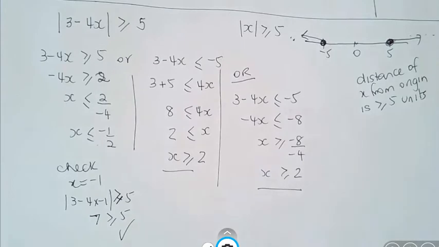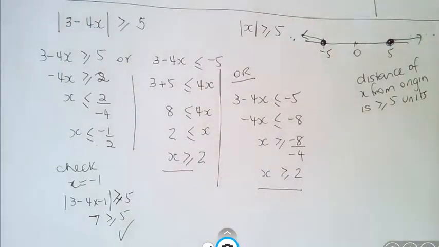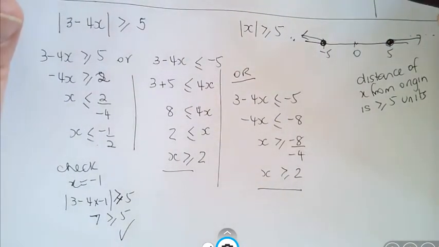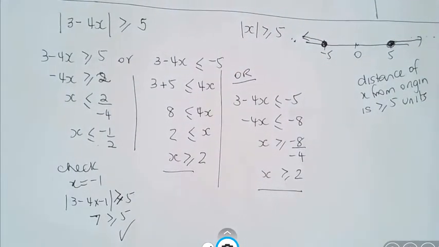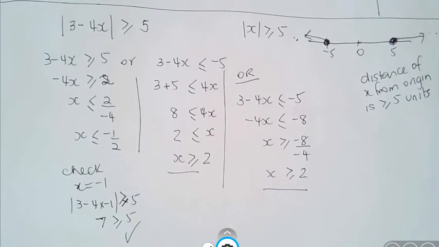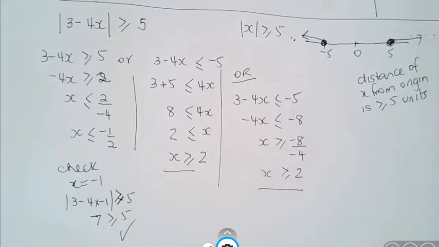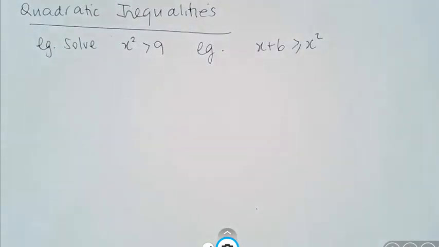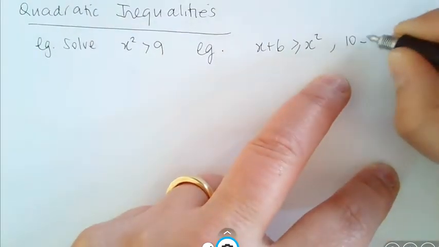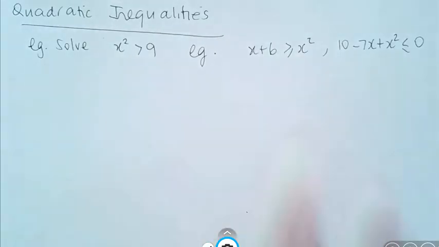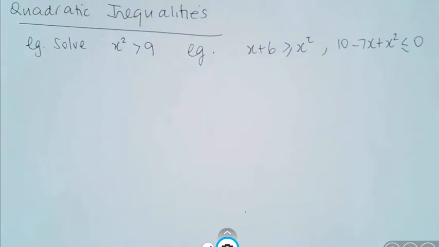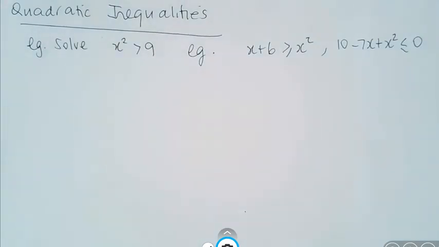So what have we got so far? We've got linear inequalities with absolute value. They're linear inequalities as well, because there's no x squared or x cubed. This is an example of a quadratic inequality. Does it make sense to you why it would be called a quadratic inequality? It's got an x squared and a greater than or less than or the equal signs.